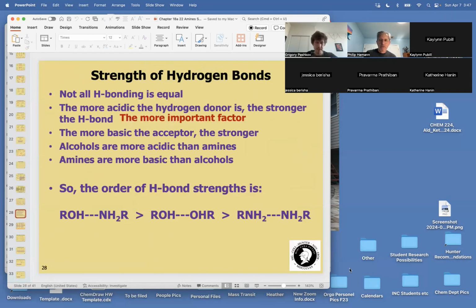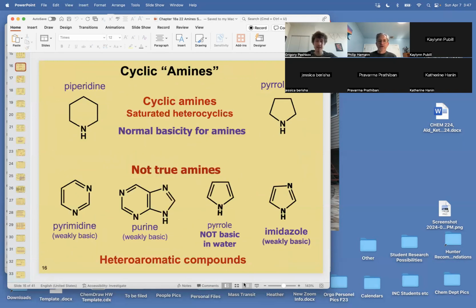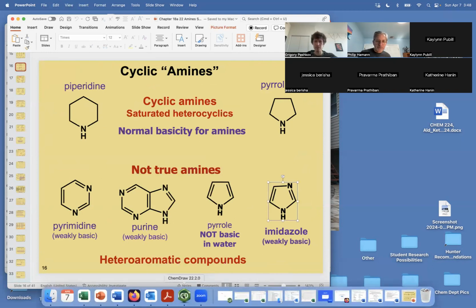Could you explain that one more time? Which part of it? All of it? The second nitrogen? Okay, let me take it to ChemDraw so I can show what I'm talking about.